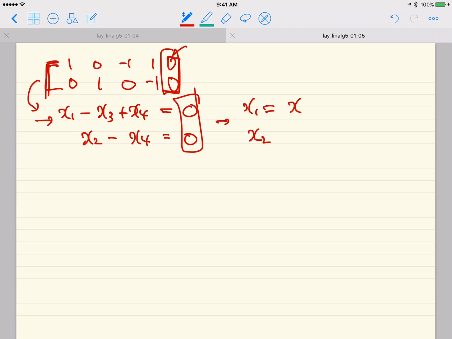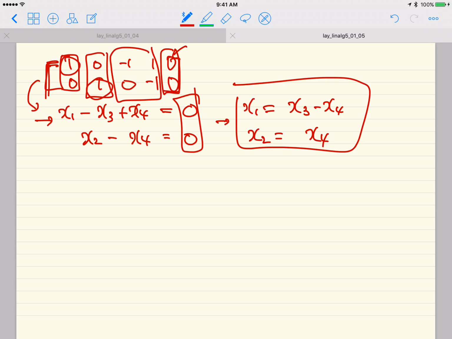So what is our basic variable? x1 and x2, because we have pivots in here. But what about these two? They have no pivots. So these are all free variables, and so we represent them in this form. Right? So this is really simple. And now let's do one more trick that we just learned.